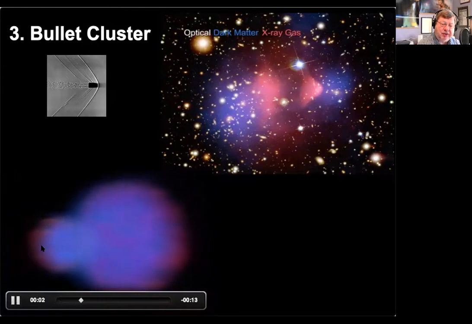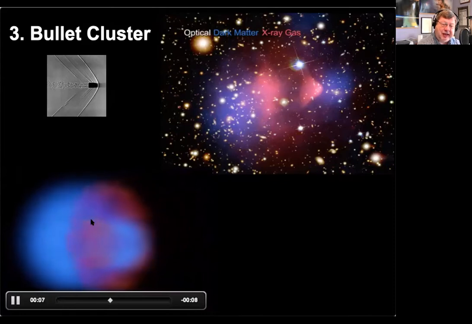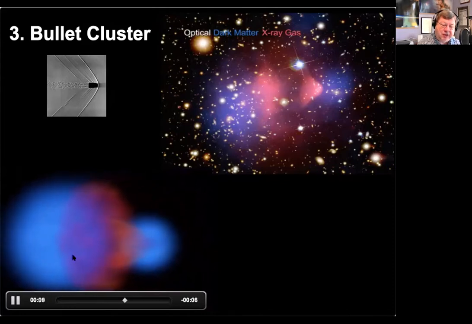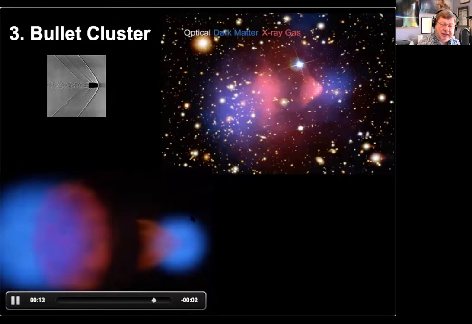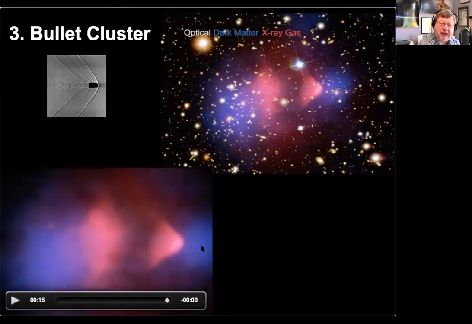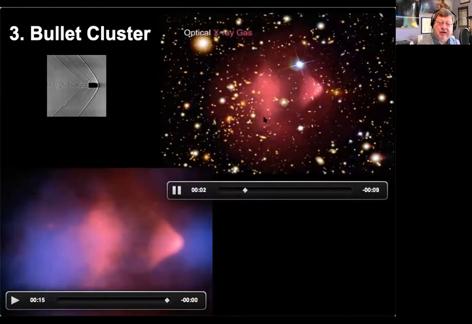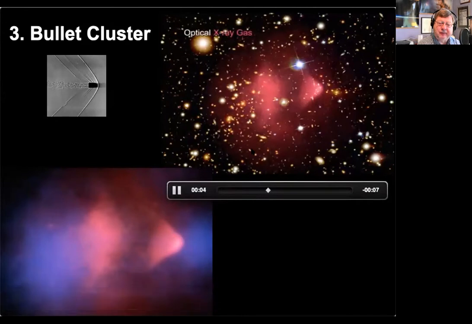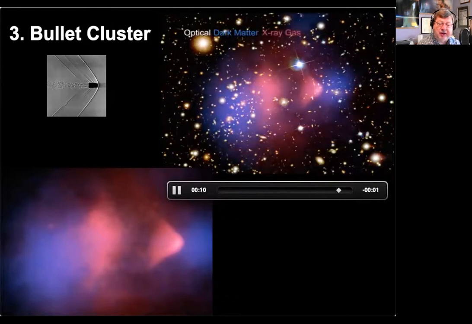Here we have the 2 galaxies, they slam into each other. The gas and dust heats up and slows down, and that's represented by the red. But the masses, the dark matter, is completely unaffected. And that's exactly what we see. Okay. There's the X-rays, and there is the dark matter, or the mapping of the mass, which is mostly dark matter.